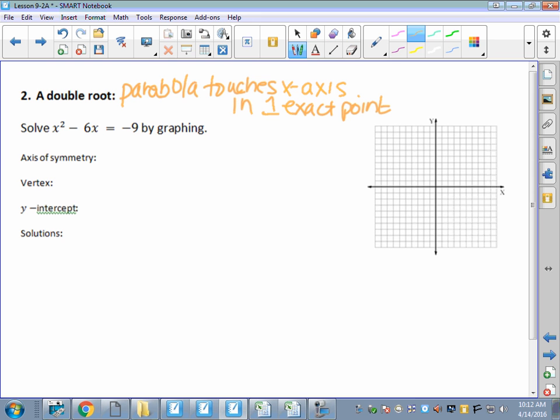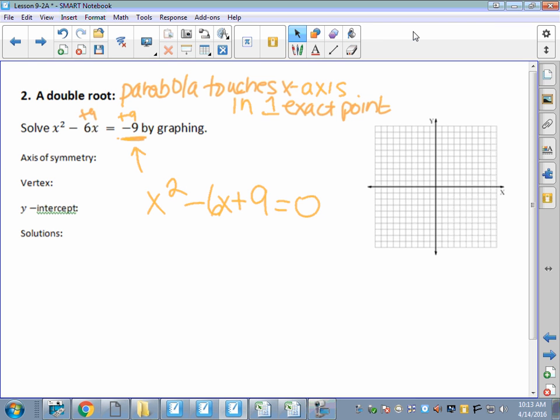We could solve that. Notice there's a problem here. It's not equal to 0. So I would start by adding 9 to both sides. When I factor, find axis of symmetry, whoops, find the vertex, I would make sure that it's equal to 0. That's a rule. There's a problem with that problem.